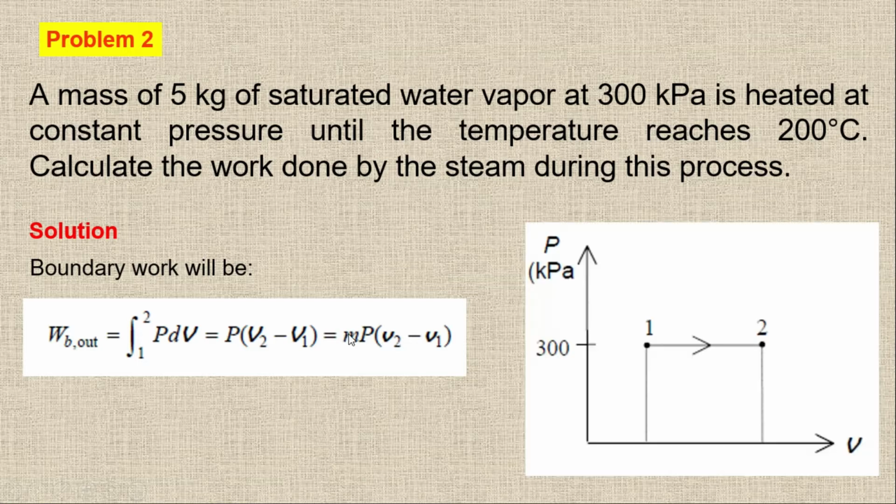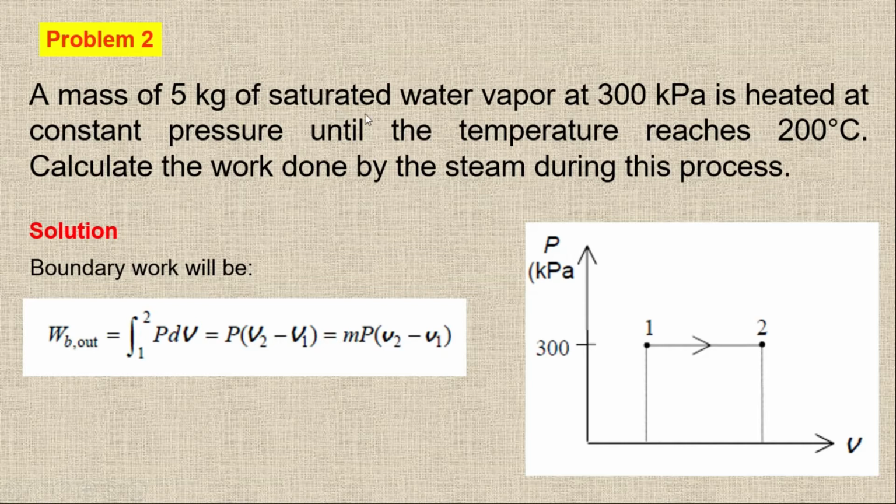So here we have a PV diagram. This is 300 kilopascal, which is given in the question. The pressure between 1 and 2 is the same, so there is no change. We will get a straight line here, and we will mark state number 2. We don't know about the volumes here. So how can we get the volumes?